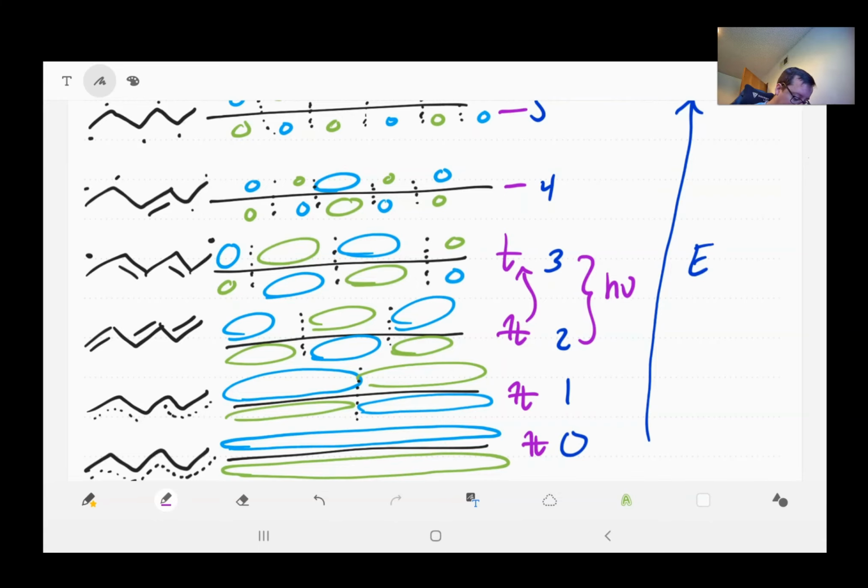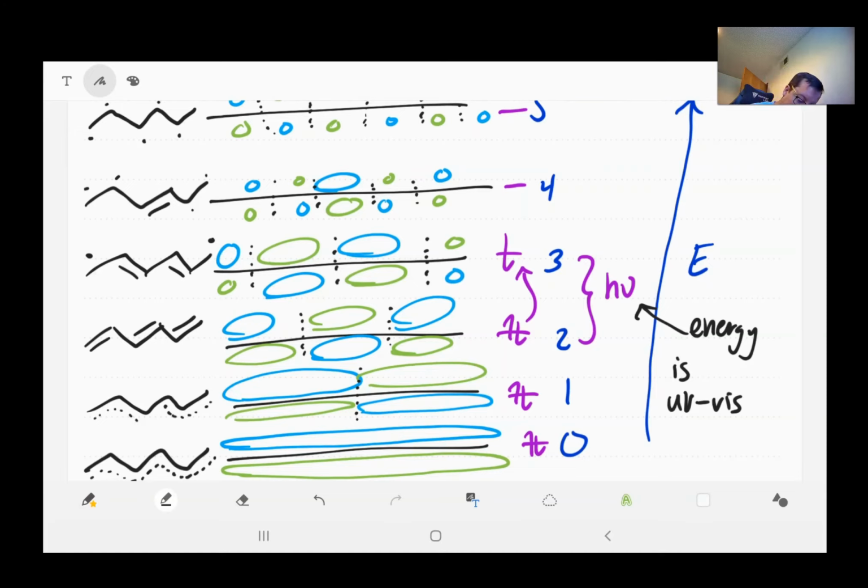And that's going to be the basis for UV visible spectroscopy. So that energy difference is within the UV visible range of the spectrum. So by zapping something with a particular wavelength of light, we can promote electrons up to higher energy orbitals, typically from your HOMO to LUMO. And so we can promote an electron that way.